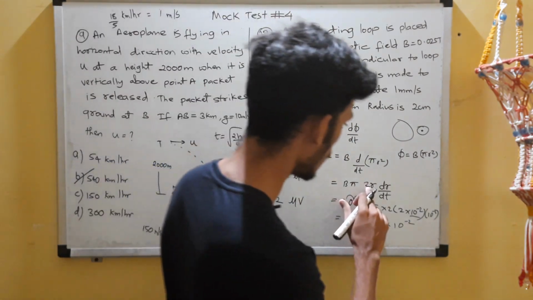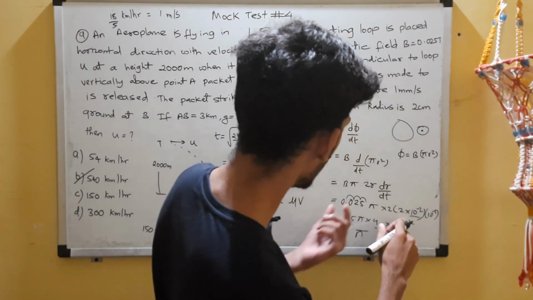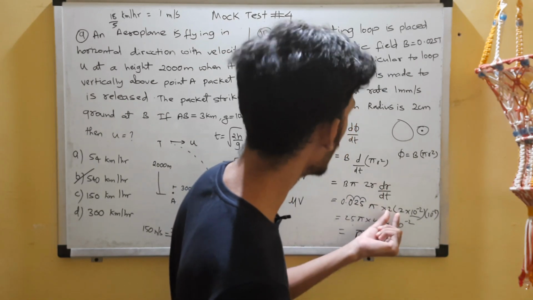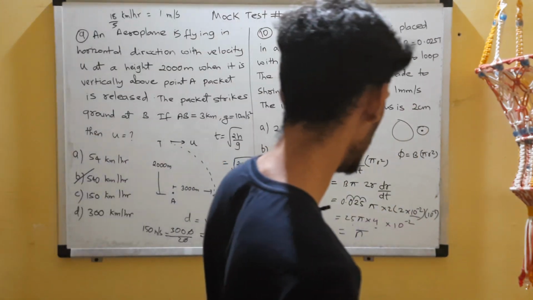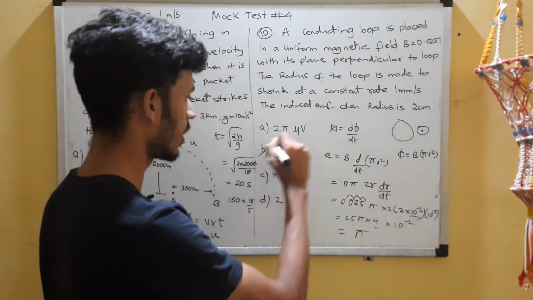Let's check. So 2r, B we have, pi we have, this we have, 2r, r is 2 centimeters, 2r dr by dt. Okay, I think the answer should be pi. Let me check.